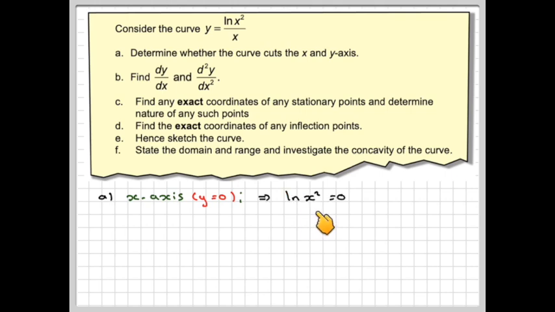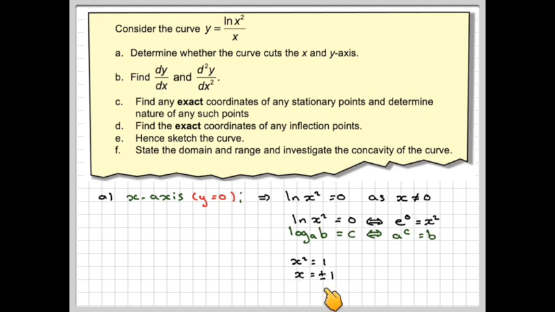So that means that ln of x squared is equal to 0. And as x cannot be equal to 0, let's do log to the base a of b is equal to c. Log of x squared is equal to 0. That implies that a to the c is equal to b, and therefore e to the 0 is equal to x squared, and therefore x squared will be equal to 1. x would be equal to plus or minus 1.